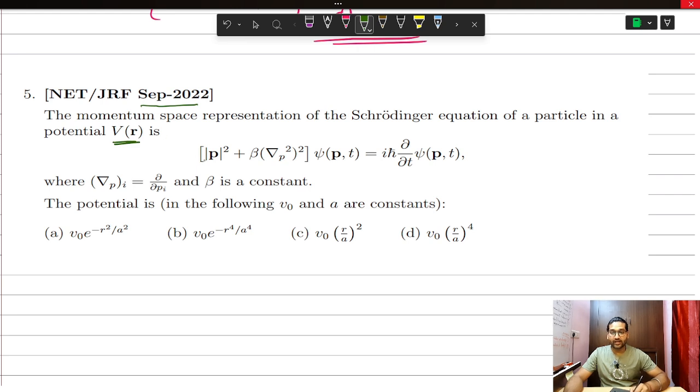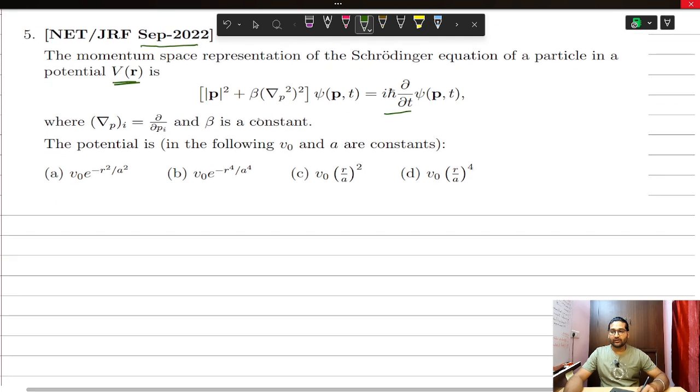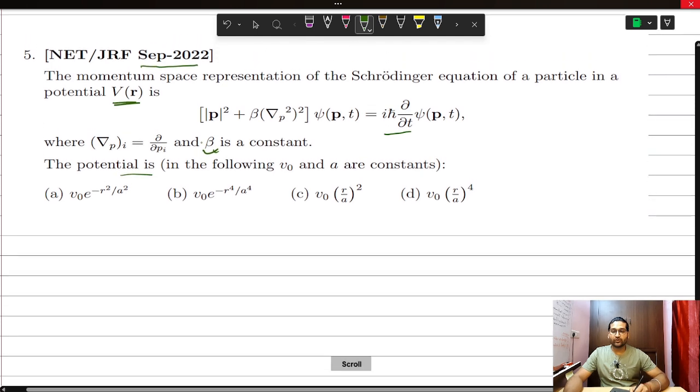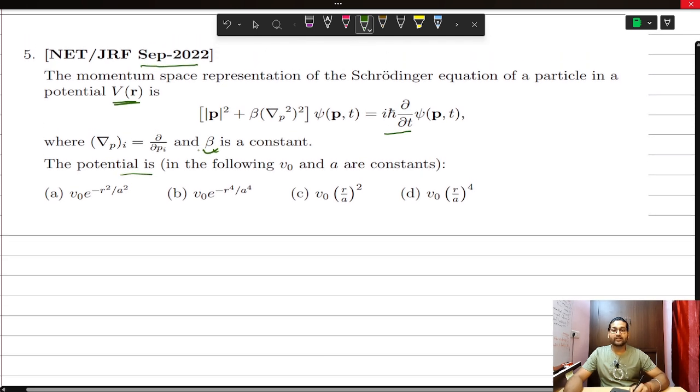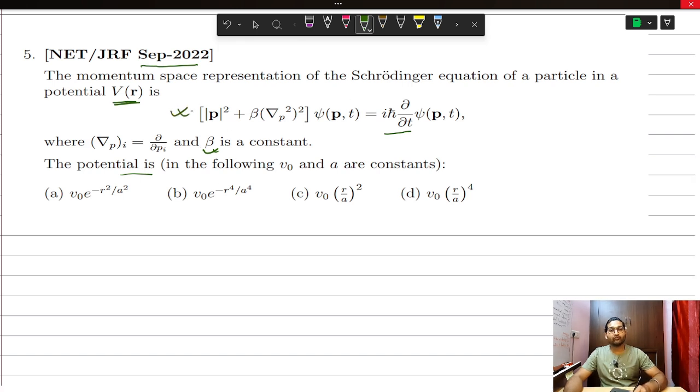is (p squared plus beta (del upon del p) squared) whole squared psi(p,t) is equal to i h cut del upon del t psi(p,t). This is the energy part, where del p is del upon del p and beta is a constant. So what we have to do is find the potential in real space, and here the Schrödinger equation is given in momentum space. So let's write the solution.